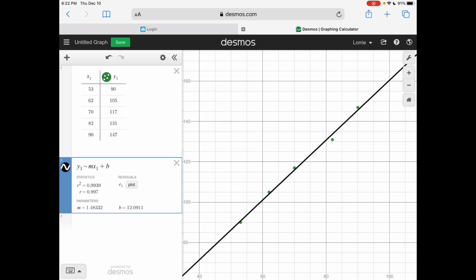We have an R value of 0.997. That is very, very close to 1. And remember that R values top out at 1. And so this is definitely a strong linear relationship, and in fact a strong positive linear relationship. We can also pull our M and B values here, M of 1.48 and B of 12.09. So based on this, we'll go back to our review and write what we've just seen here.